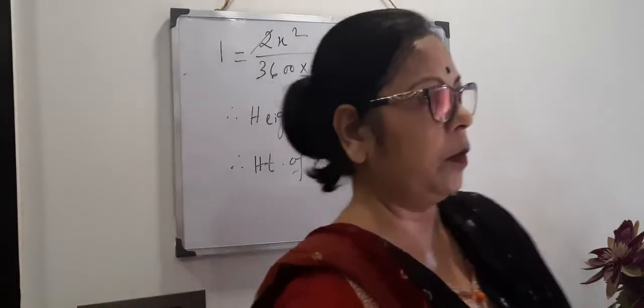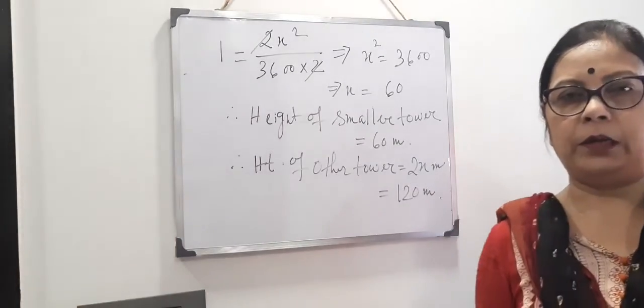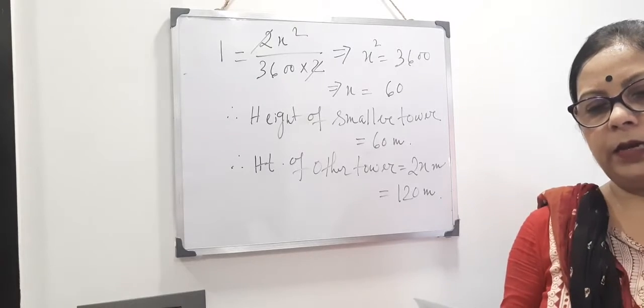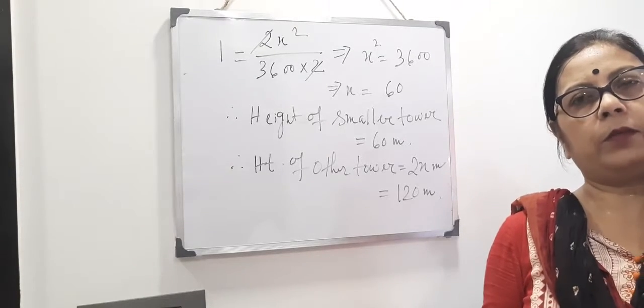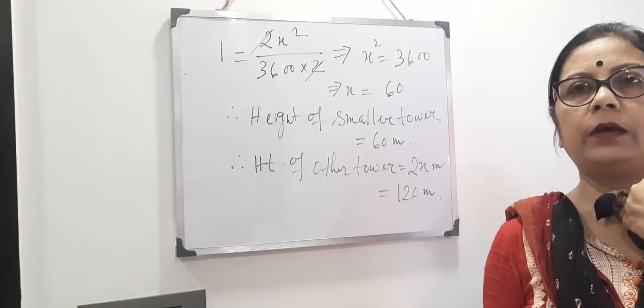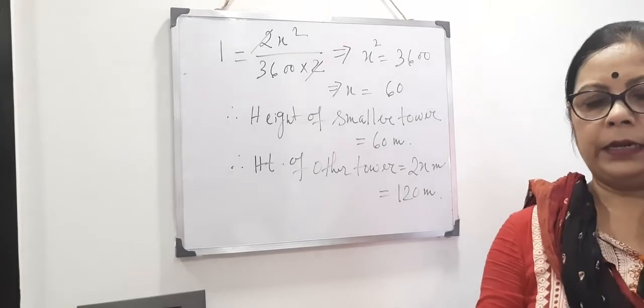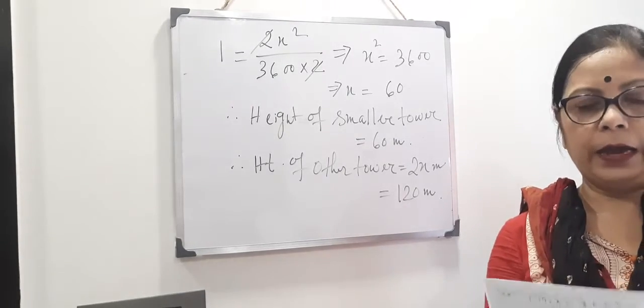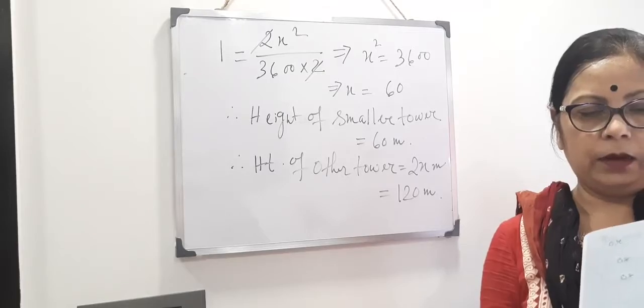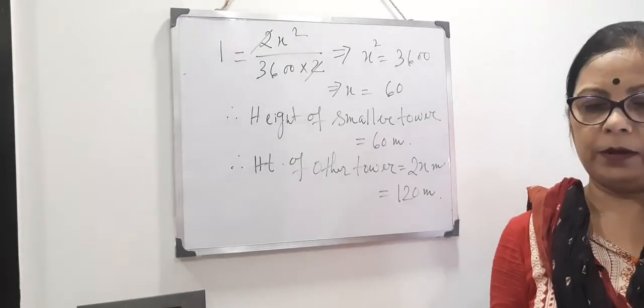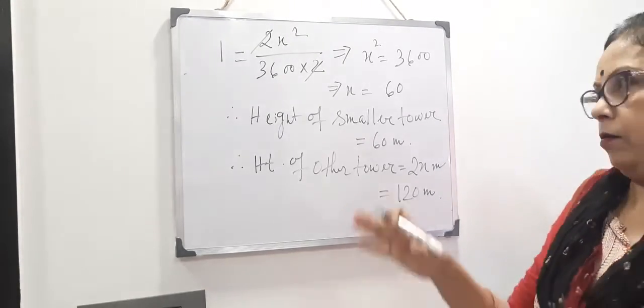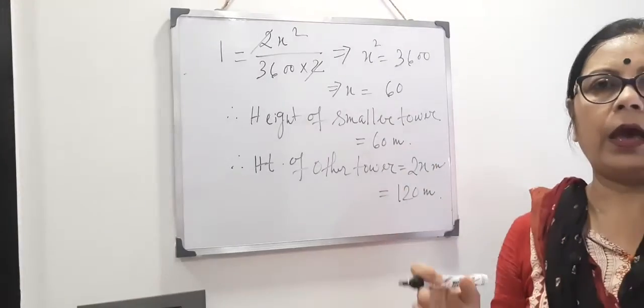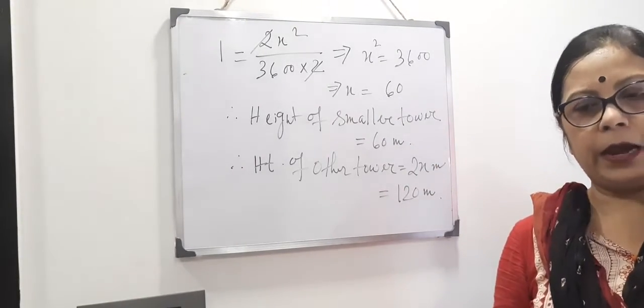So in this sum, the angle of elevation is not mentioned. It is told that they are complementary. So complementary means the sum of two angles is equal to 90 degrees. So one angle of elevation we consider theta, so the other will be 90 minus theta, and we are getting two triangles and we have applied tan again.